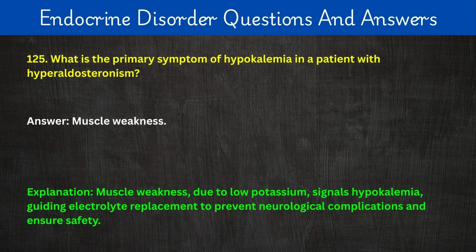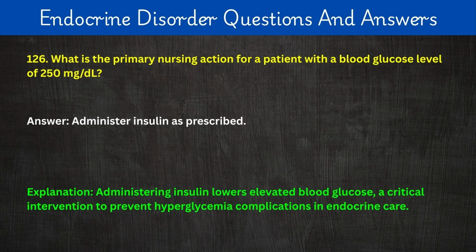125. What is the primary symptom of hypokalemia in a patient with hyperaldosteronism? Answer: muscle weakness. Explanation: muscle weakness, due to low potassium, signals hypokalemia, guiding electrolyte replacement to prevent neurological complications and ensure safety.